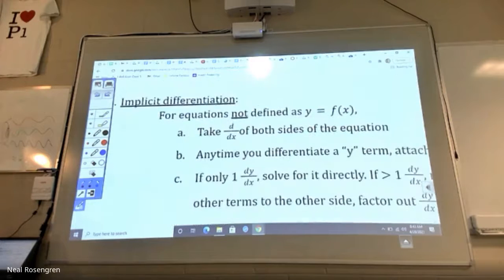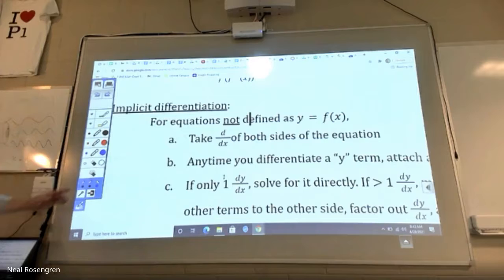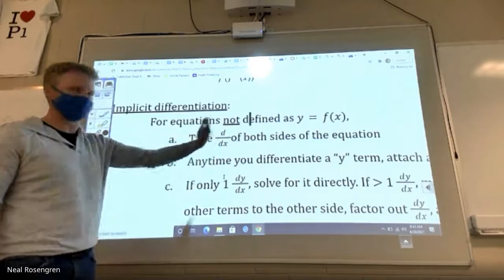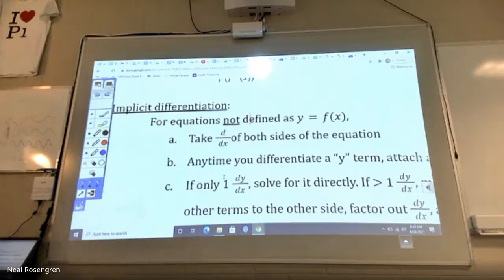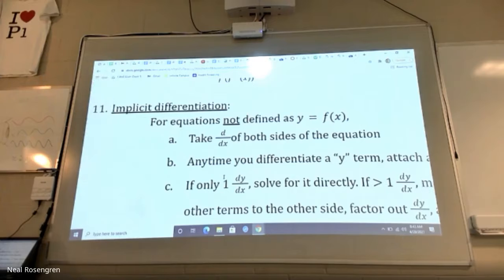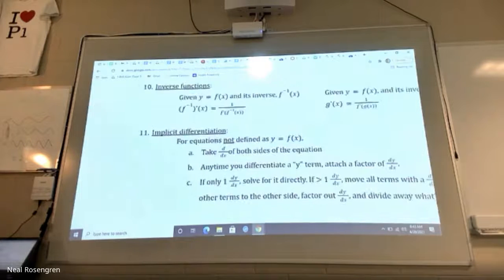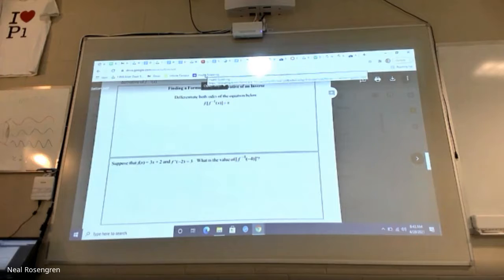And this is what they were talking about, how to do it. You can take d dx of both sides of an equation. You can differentiate the left side, differentiate the right side, and then go from there. But what we're going to do is put that Unit 3 stuff away because, yay, Chapter 3 done, good to go.